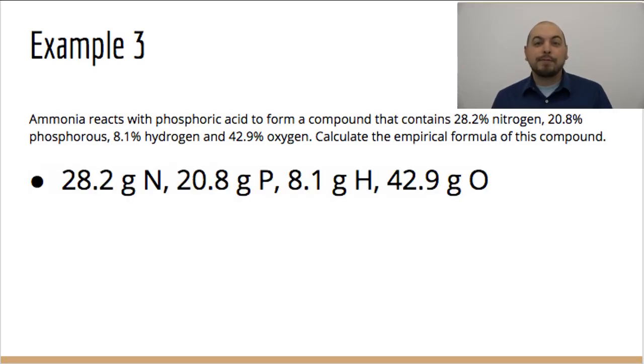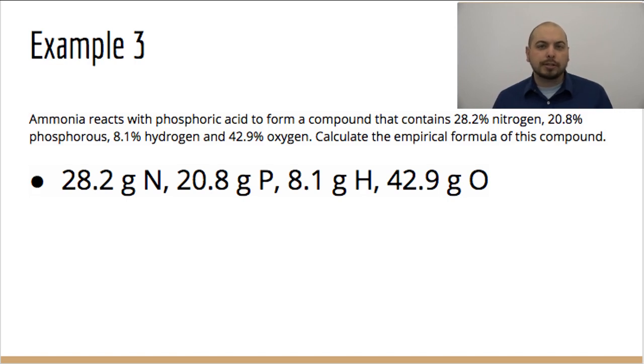All right, now you've had a few seconds to work through the problem. Let's go ahead and work through it together. We're going to assume that we have 100 grams of our unknown compound. This means that we have 28.2 grams of nitrogen, we have 20.8 grams of phosphorus, 8.1 grams of hydrogen, and 42.9 grams of oxygen.